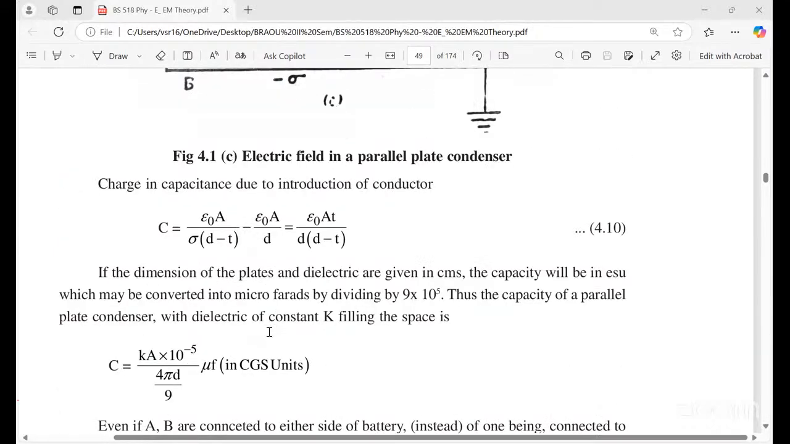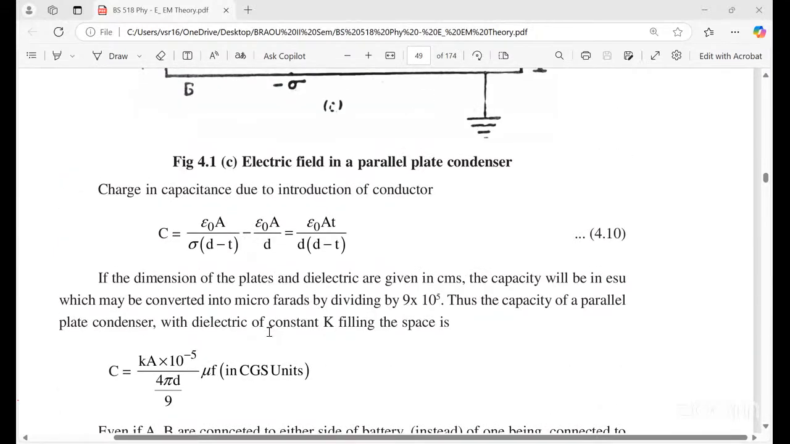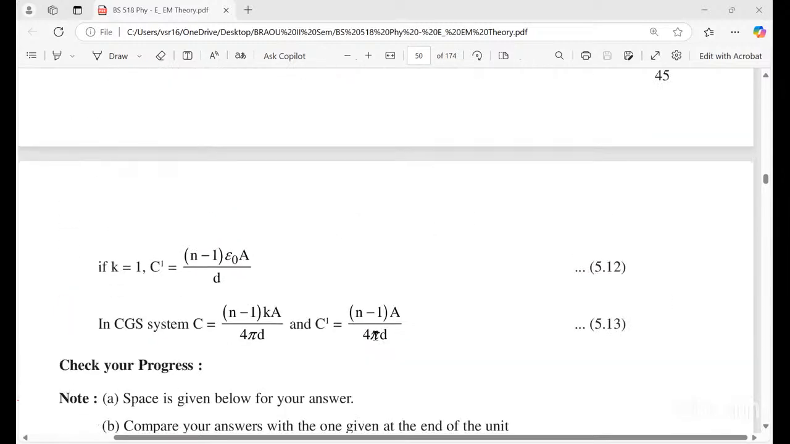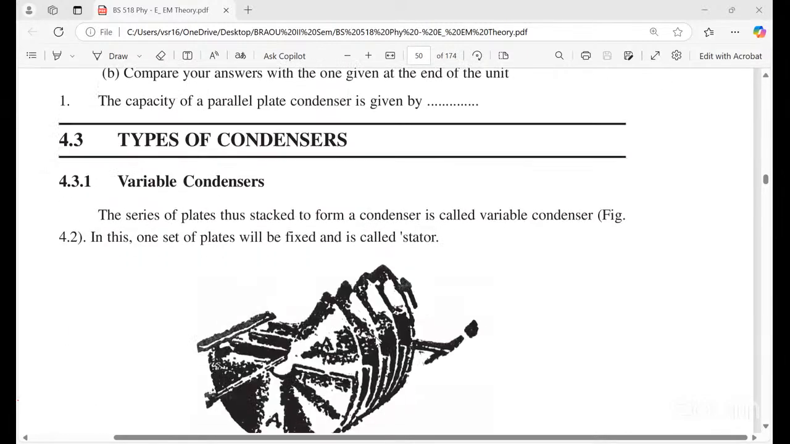By doing the calculation, you get C equals epsilon naught A by (d minus t). This is the variable condenser. So the series of plates.